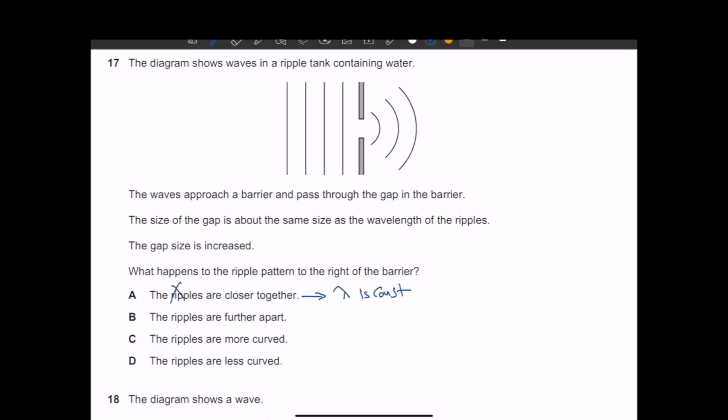B, the rebels are farther apart. Again, the wavelength is constant. That's why it's a wrong answer. C, the rebels are more curved. No, it's supposed to be less curved, or to become a straight line. So here, more is wrong. It's supposed to be less. And depending on that, the right answer is supposed to be D. And it's written here clearly, the rebels are less curved.